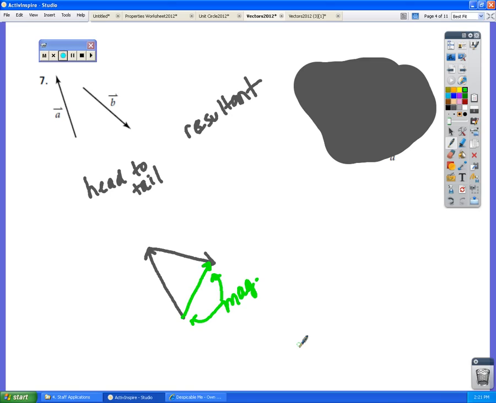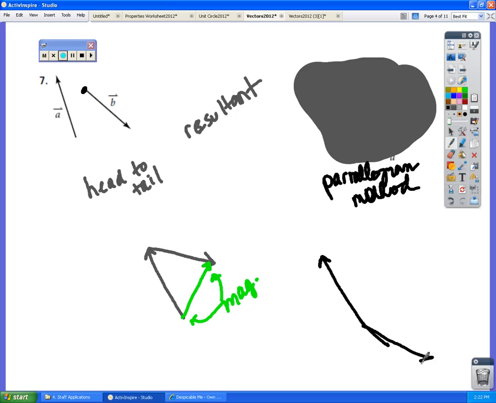Now let me show you the second method, which I prefer, but you could use either one. It's called the parallelogram method. In the parallelogram method, we take vector A and draw it in the same direction that it was in the first one. Then I take vector B, but instead of connecting the head to the tail, I connect the tail of vector B to the tail of vector A. It's going to look something like this.